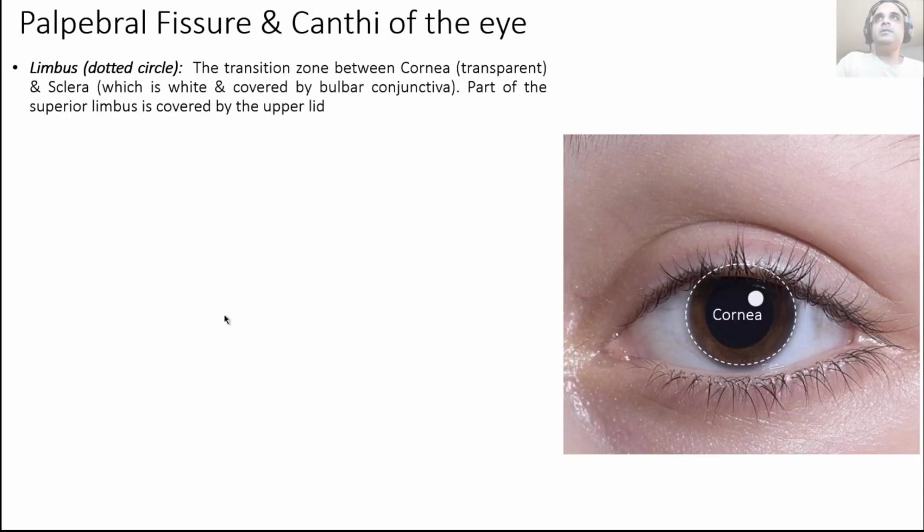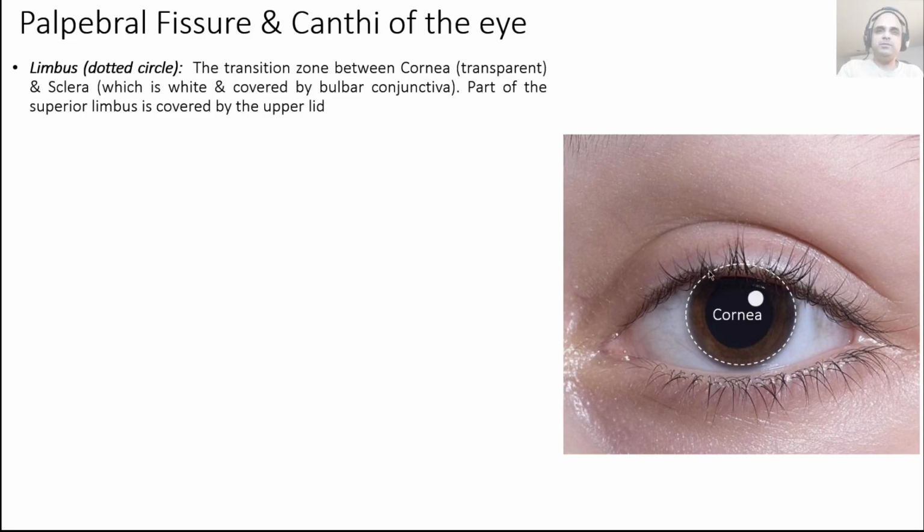Let's talk about the palpebral fissure and canthi of the eye. We'll start off by marking the limbus, and the limbus, as I just said, is the transition zone between the cornea, which is transparent right here, and the sclera, which is white, and the conjunctiva covers the sclera. And the part of the conjunctiva that covers the sclera is the bulbar conjunctiva. And obviously, a little bit of the limbus is covered by the upper lid, as you can see here.